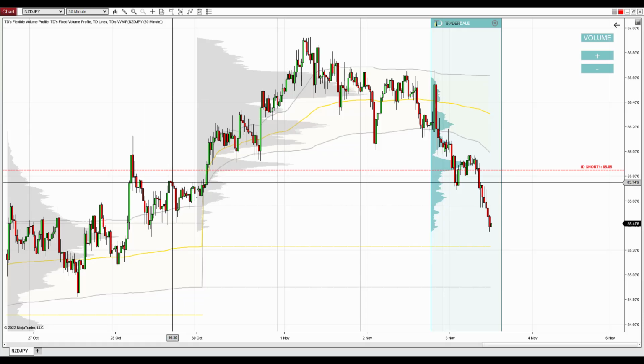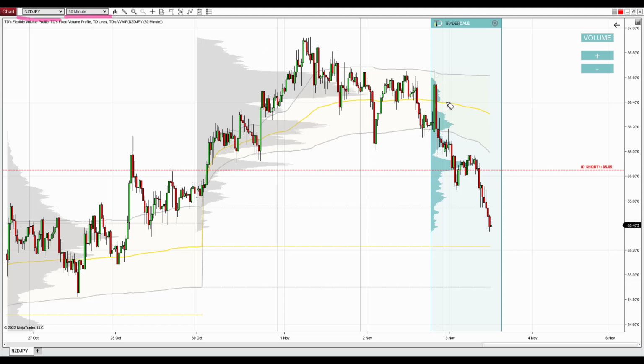Today I'm going to talk about New Zealand dollar, Japanese yen. So this is what you see before you, New Zealand dollar, Japanese yen. We are looking at a 30-minute chart. And what I want to talk about in here is a resistance at 85.85. And this resistance is based on volume profile setup, which is called the trend setup.